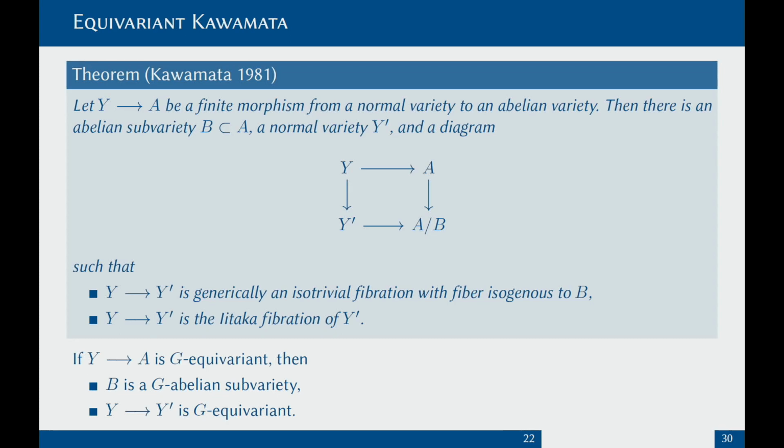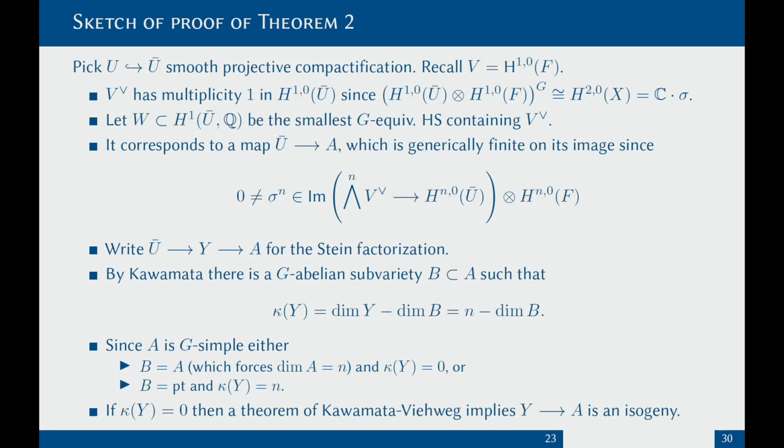So if the original map that we started with is G equivariant, then we can do all of this G equivariantly. The B that we get is G equivariant. The map Y to Y prime that we get is G equivariant, and so on and so forth. So this is what we're going to use. So how does the proof go?